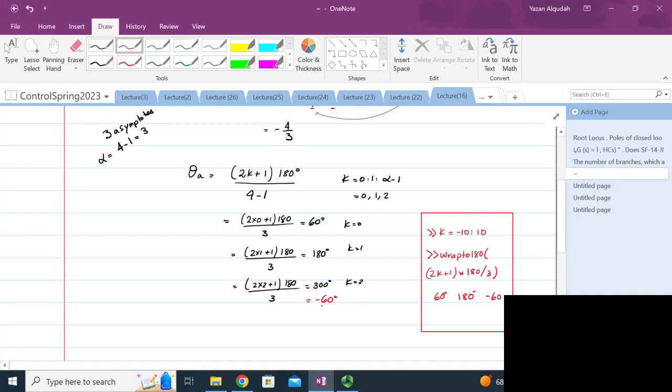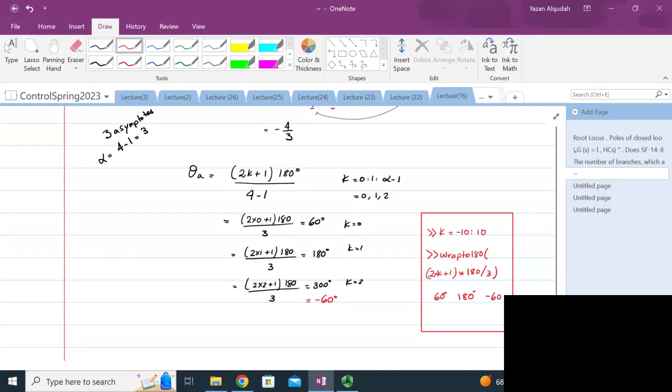Do you have to do 2 star k or just 2k? No, it's the formula, 2k plus 1. I'm talking about MATLAB. In MATLAB, do you have to write 2 star k? Yeah, 2 star k plus 1. Okay. So what does all this mean?